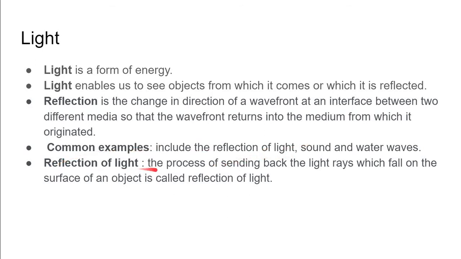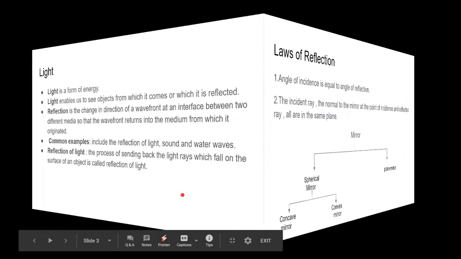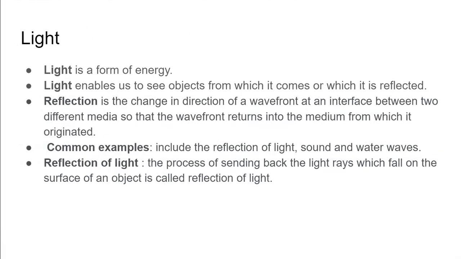So what is reflection of light? The process of sending back the light rays which fall on the surface of an object is called reflection of light. When a light ray falls on a surface, it gets reflected, and that is called the reflected ray, and this process is called reflection of light.